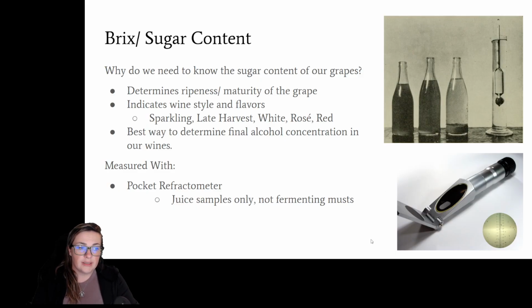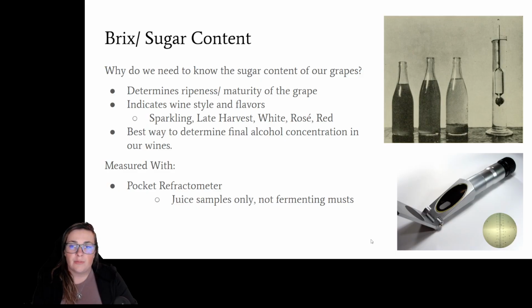Okay, so Brix. It's important to know the Brix content. Obviously, 1, because it determines the ripeness and maturity of the grape. 2, because it will help indicate what style of wine you're going to make and the flavors that will come with it. So whether you're making sparkling, a late harvest, a white, rosé, or a red from a specific grape variety, those will all be picked at different times at different Brix contents.